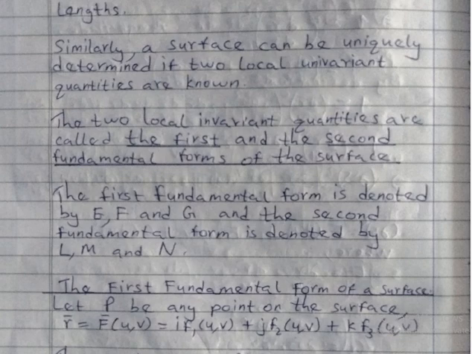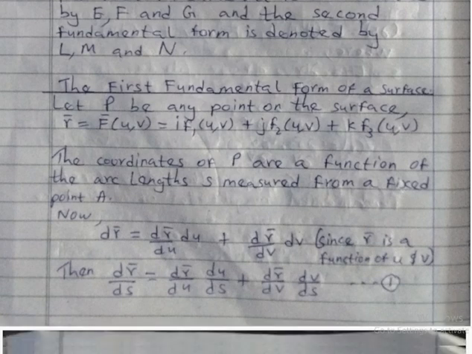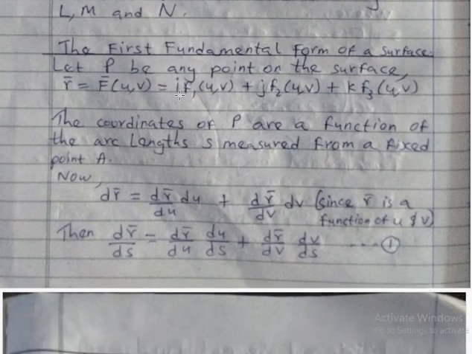To begin with, we look at the first fundamental form. Define the surface as an equation, vector r of u and v, which equals i f1 plus j f2 plus k f3, where f1, f2, and f3 are functions of both u and v. So the coordinates on P are a function of arc length s measured from a fixed point A.